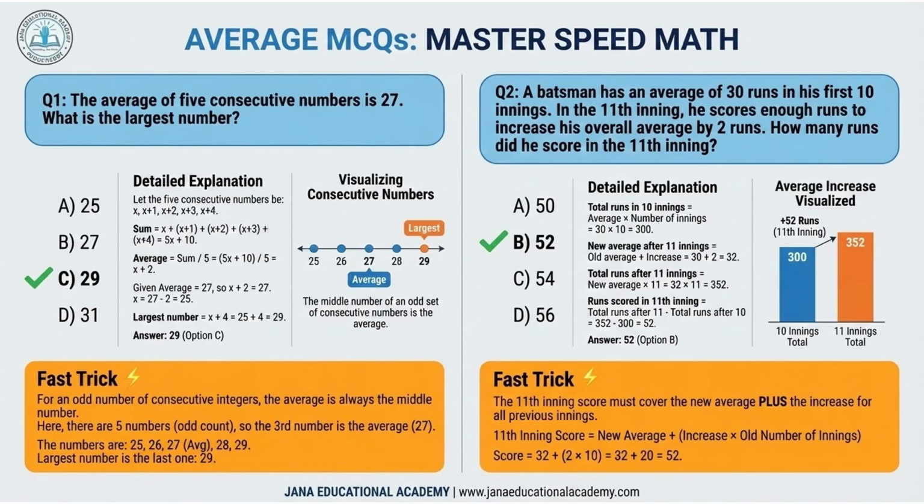So the average of 5 consecutive numbers is 27. What is the largest number? When the middle number is 27, for 5 numbers we add 2. So 27 plus 2 is nothing but 29.